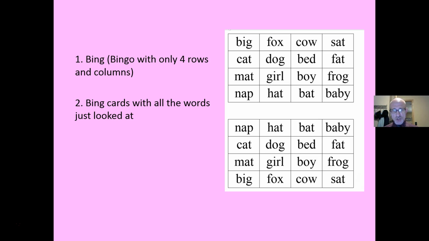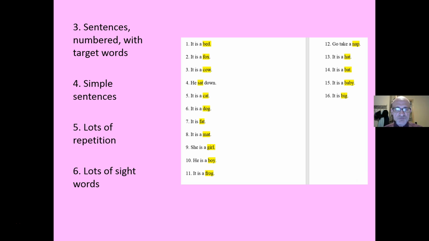So this is a game called Bing, which is bingo with only 4 columns and rows. And you create Bing cards with all the words that you just looked at. These are all words that were found in my PowerPoint lesson, 16 of them. You create sentences. They are numbered with the target word in each sentence. Now, these should be very simple sentences, lots of repetition. It is a bed, it is a fox, it is a cow, and lots of sight words.